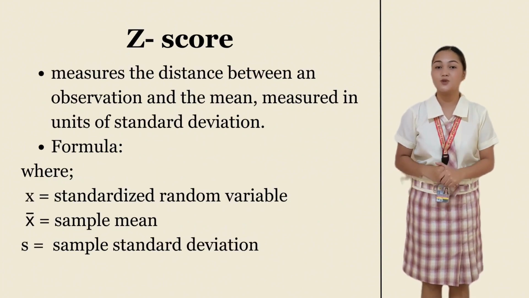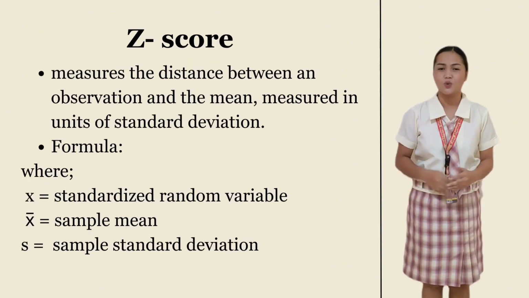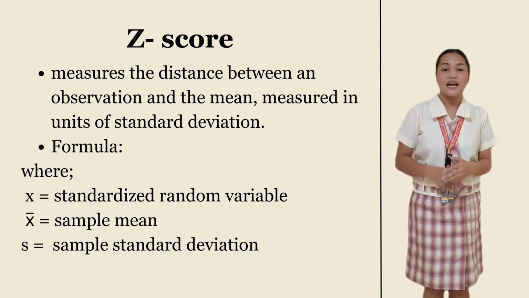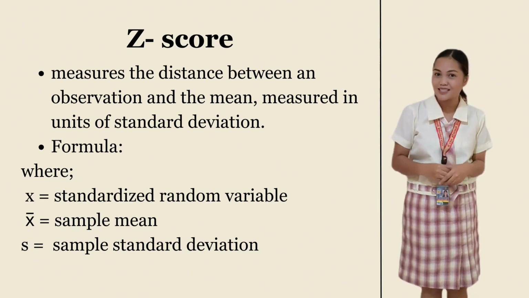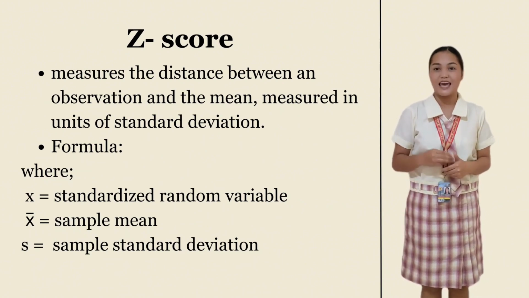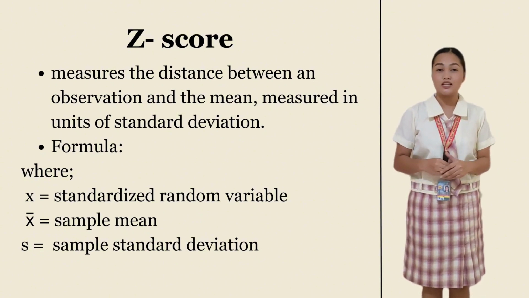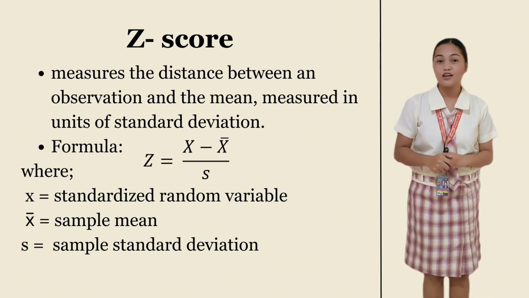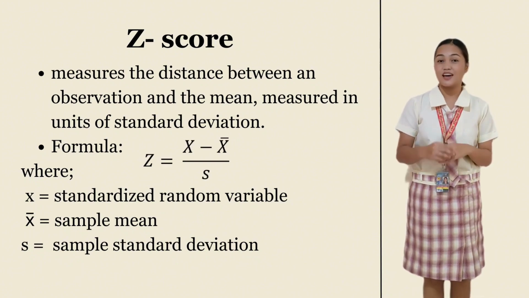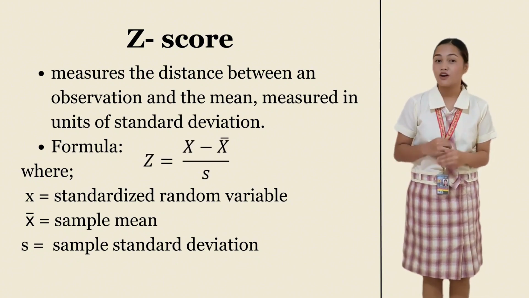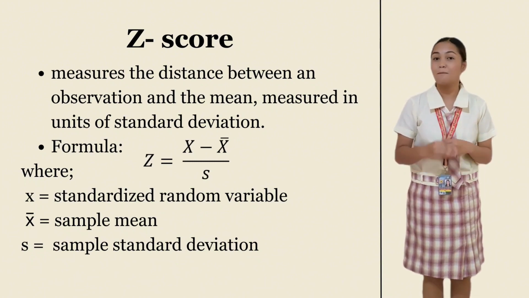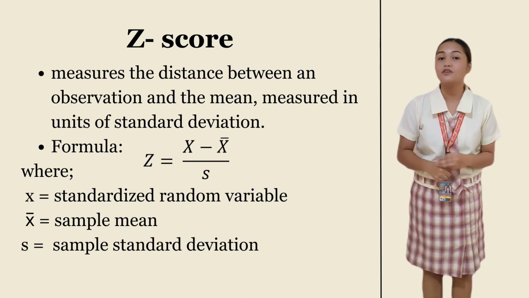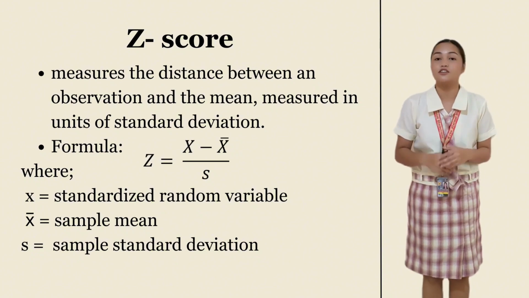So let's proceed to the standard z-score. When we say standard z-score, a z-score measures the distance between an observation and the mean, measured in units of standard deviation. The formula for the z-score is x, which is the standardized random variable, minus the sample mean, over the sample standard deviation, or the standard deviation.